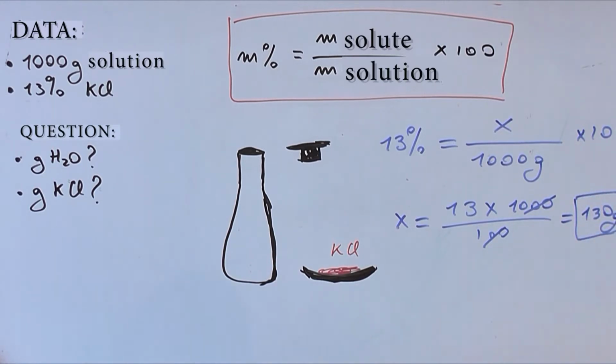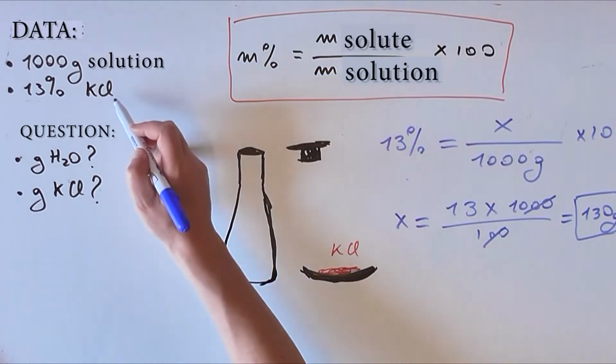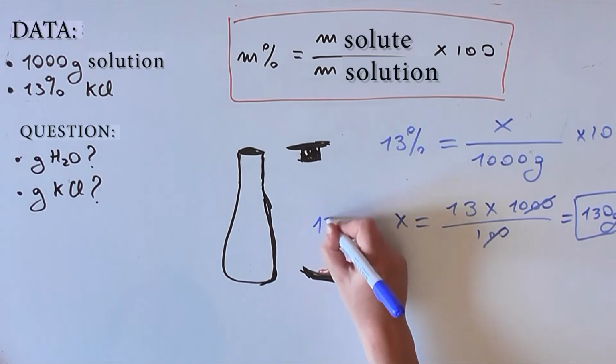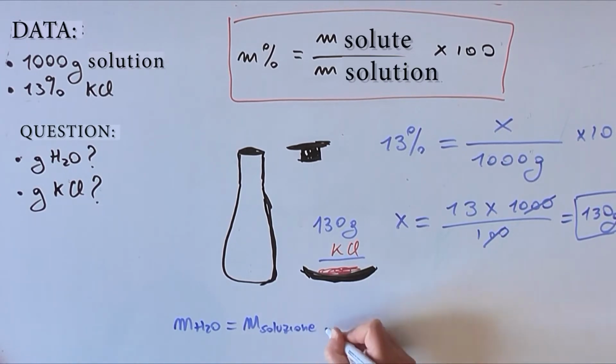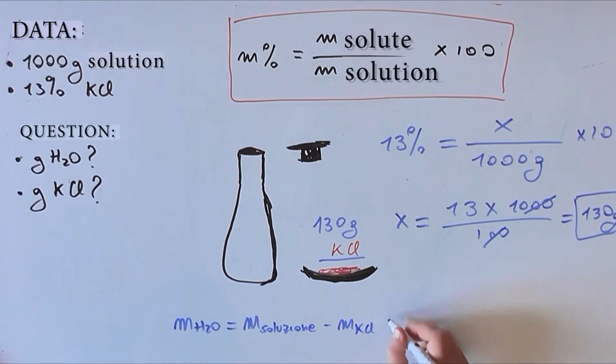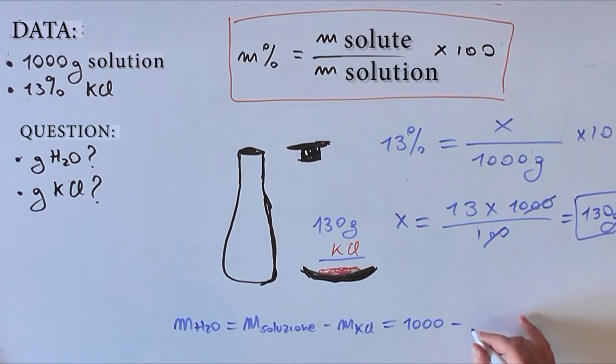But what does this mean? This means that we have 130 grams of solute, but my solute is KCl. So this means I need to weigh 130 grams of KCl, and the rest is water. But the rest of what? The rest is the mass of water, which is given by the mass of solution minus the mass of solute. So it equals 1000 minus 130 grams. We have just calculated. You can see that the result is 870 grams.